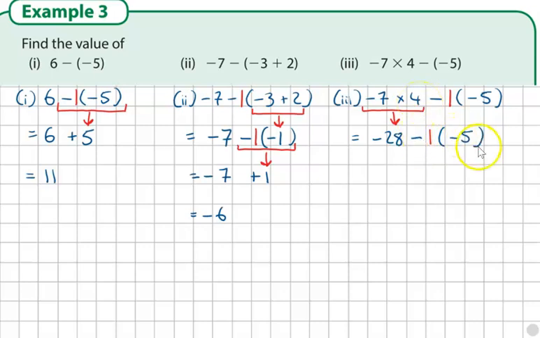And then minus 1 times minus 5 is positive 5. Be careful here again. So it's a minus times a minus gives a plus. And 1 times 5 is 5. Do not write down 6. Okay, we are not adding here. We are multiplying. Then we bring down the minus 28. And minus 28 plus 5 gives us minus 23.